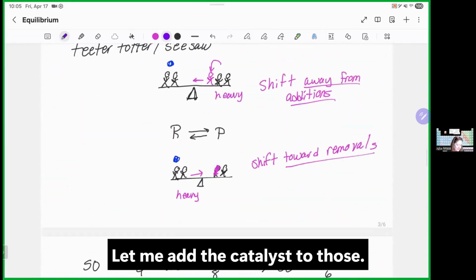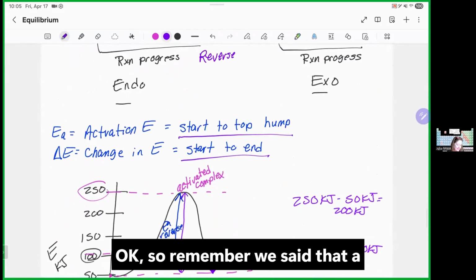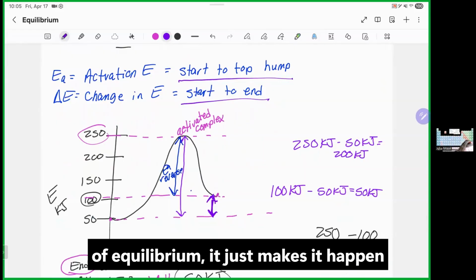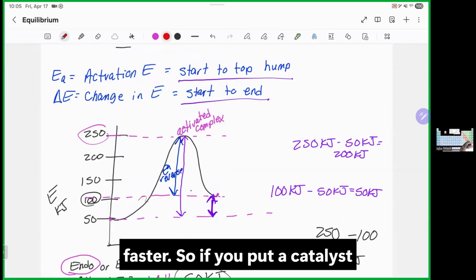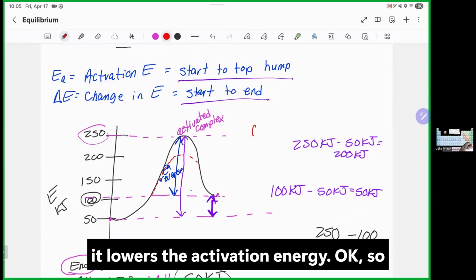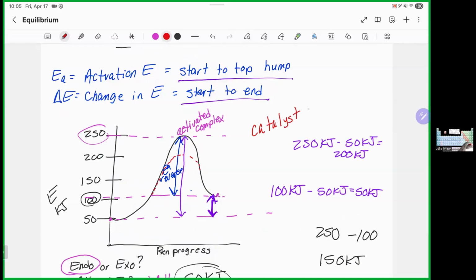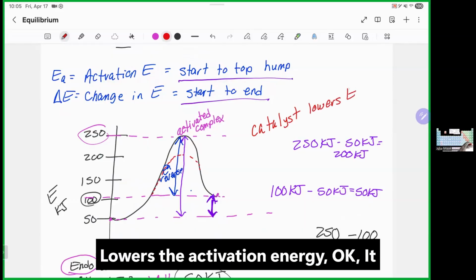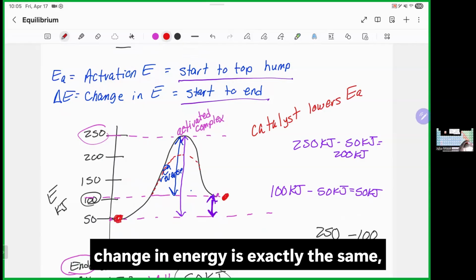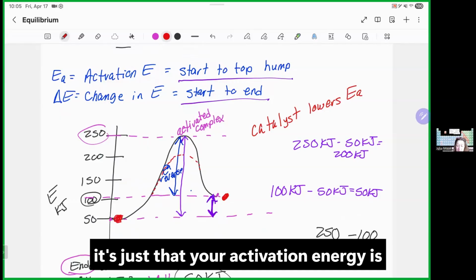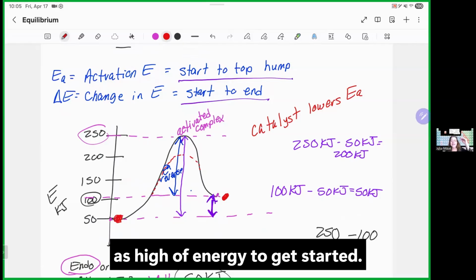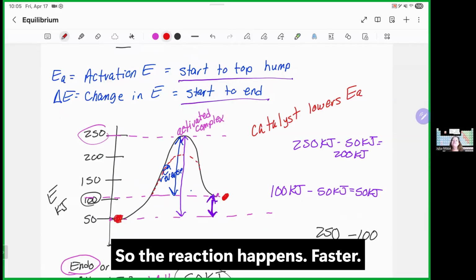Oh, nope. Let me add a catalyst to those. Okay, so remember we said that a catalyst doesn't affect the actual place of equilibrium. It just makes it happen faster. So if you put a catalyst into this, all a catalyst does is lower the activation energy. Okay, it starts at the same place, ends at the same place, right? So your change in energy is exactly the same. It's just that your activation energy is lower. So you don't have to get as high of energy to get started.